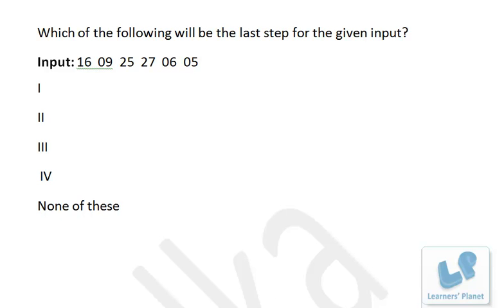Now in this question, which of the following will be the last step for the given input? Now the first step will be, we have to take 27 at first place. So 27, then the remaining numbers as they are. For the second step, we need to take 25 at the second place, then 16, 9, 6 and 5. So in the second step itself, all the numbers are arranged in descending order. So the second step will be the last step. Okay.